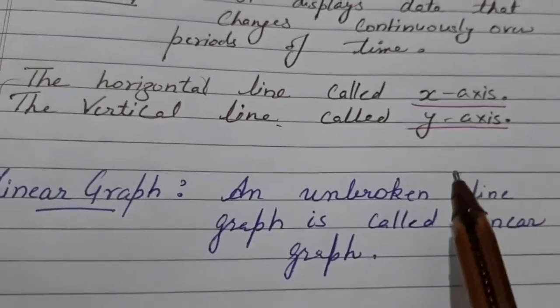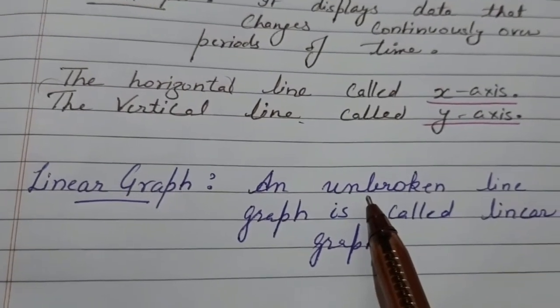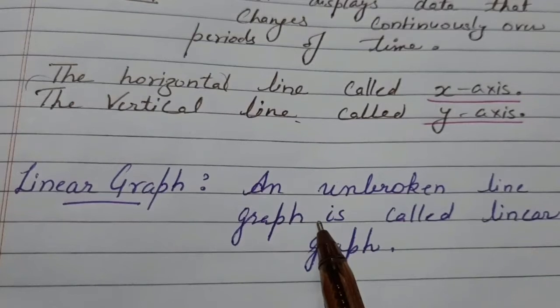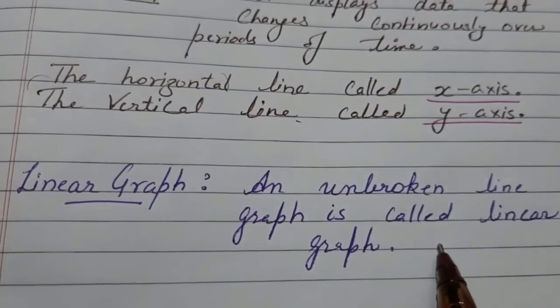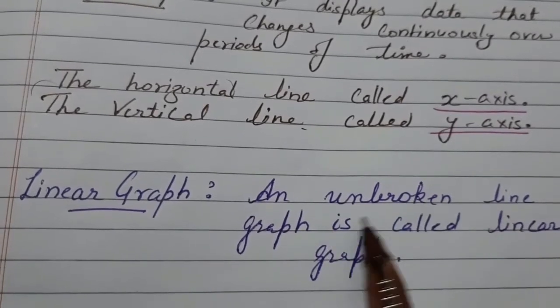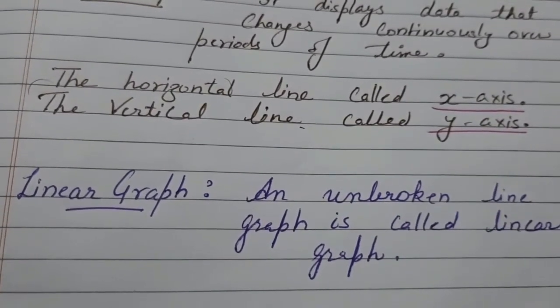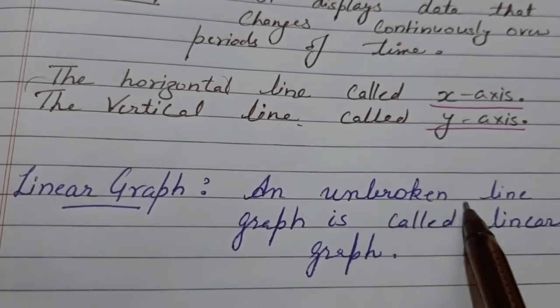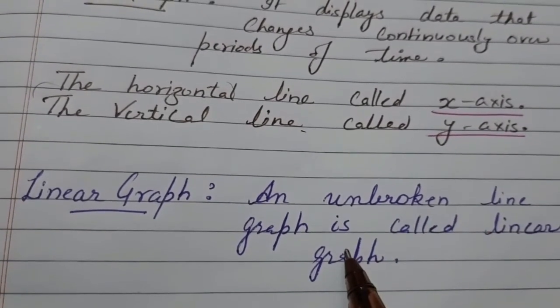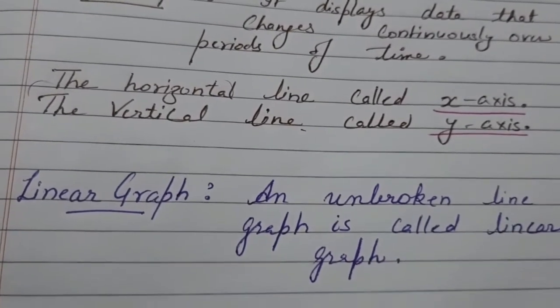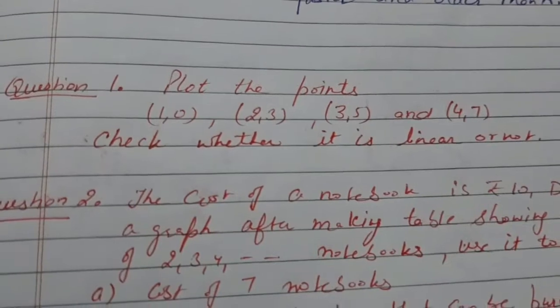Next is the linear graph. क्या होता है linear graph? Linear graph is an unbroken line graph. कोई भी unbroken line graph बने, that will be our linear graph. बिना टूटे हुए line graph होना चाहिए, straight होना चाहिए, that will be a linear graph only. So let us take a few questions so that you can understand it more.